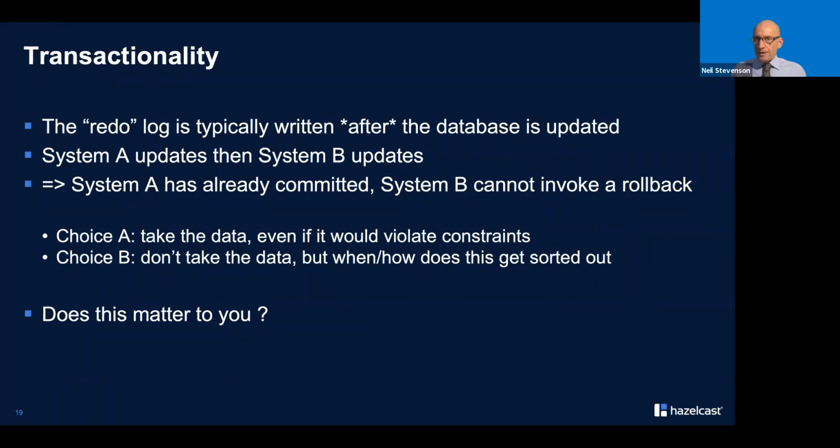Well, what if system B doesn't like it because it violates a constraint or there's some reason why you would want to abort that transaction? Well, you can't, because system A is already committed. So what do you do? Don't know, you decide. I mean, you can take the data, but if it violates your constraints, that just messes up system B because it's got data that it shouldn't be allowed to have. If you don't take the data, then system A and system B deviate. So how does that get sorted out?